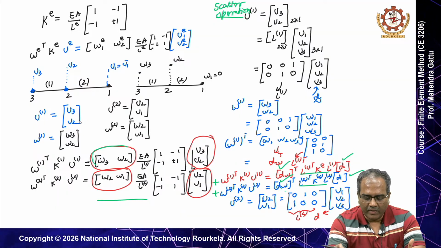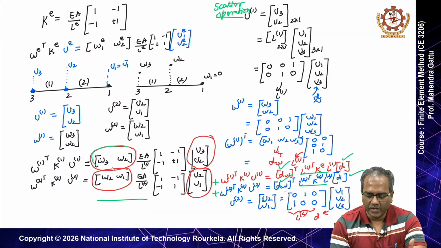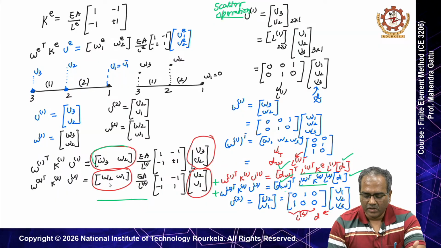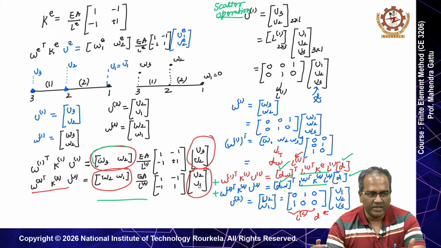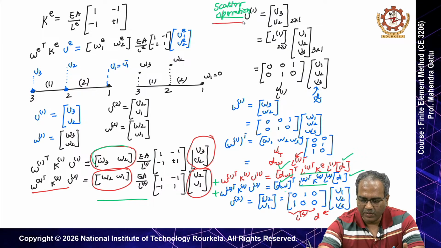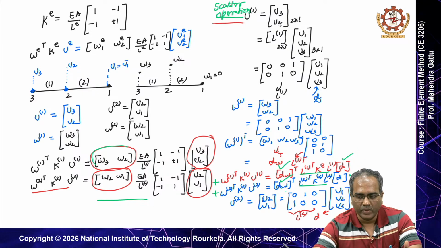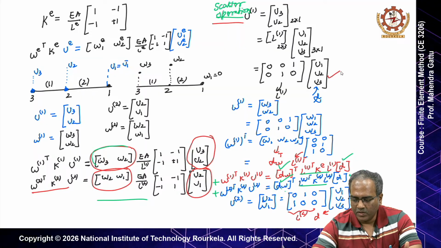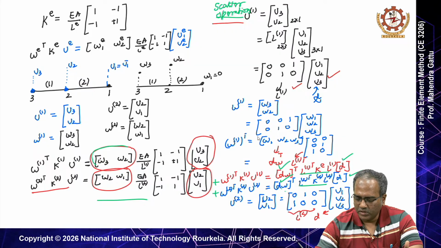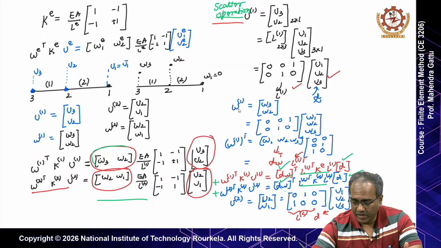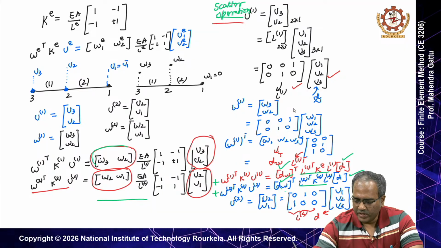Now, we want to evaluate the summation. If you look at the summation terms, W1 transpose K1 U1 has W3, W2 and U3, U2, and W2 transpose K2 U2 has W2, W1 and U2, U1. We cannot add them up directly. So, I am doing a scatter operation. I will relate these U1 terms, which are U3, U2, with the global displacement vector D by using the scatter matrix L1. Similarly, for the weights I will do the same, so the same L1 will come.